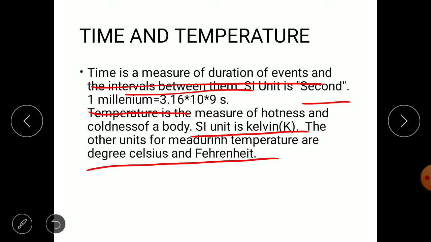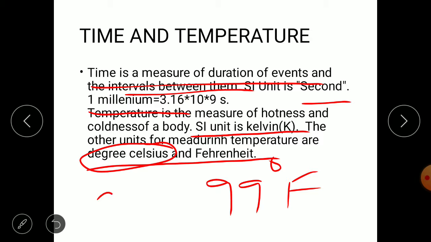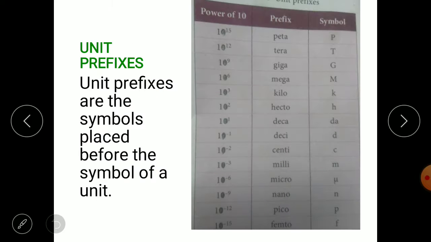Our body temperature we represent in Fahrenheit. We say that it is 99 degrees Fahrenheit. Our room temperature we say is 30 degrees Celsius. So in day to day life we are using three units, that is Celsius, Fahrenheit and Kelvin also.